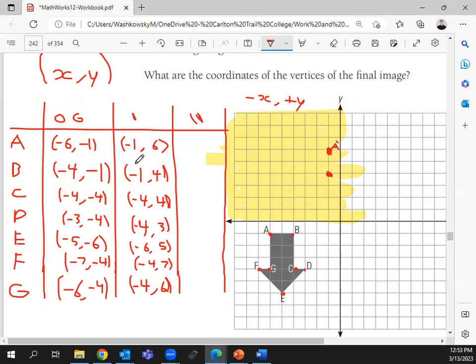So I'm going to take all these coordinates and put them in here. All I'm doing is plotting these coordinates now in my prime zone here. And then all you do is connect the dots. And there's my arrow.